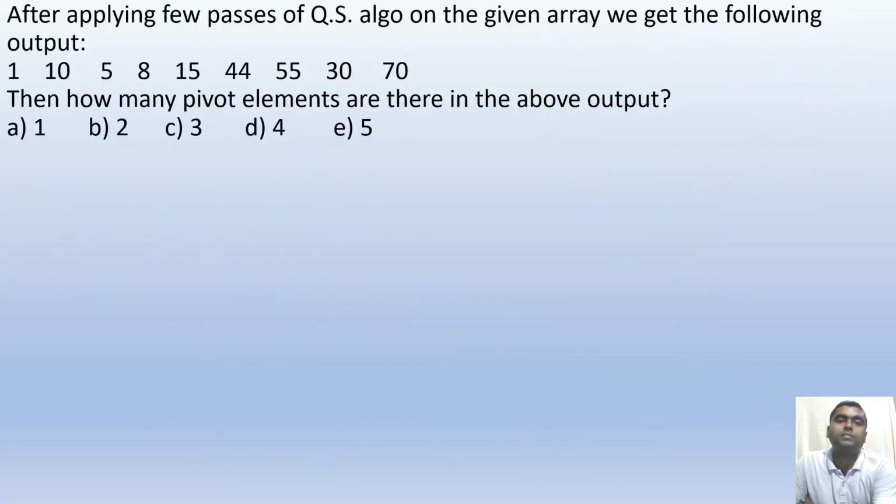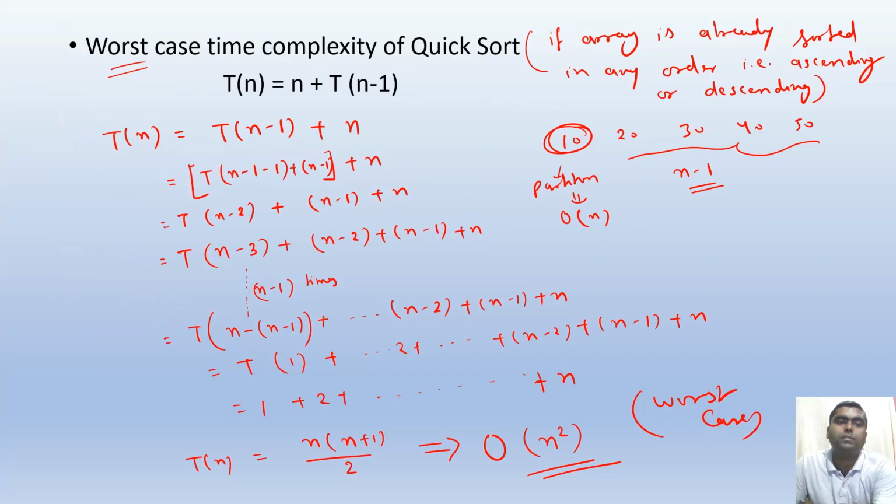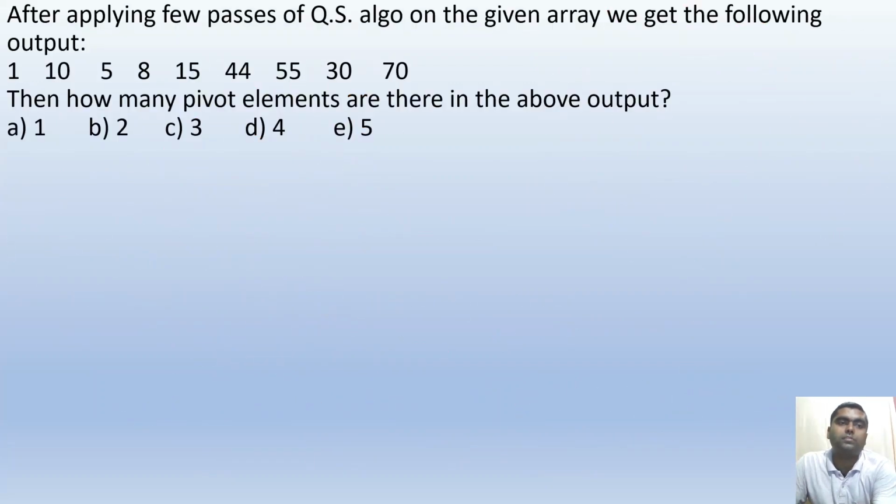I hope this is clear to you, and this is about the quicksort algorithm. Now let us solve some problems. The first question is: after applying a few passes of the quicksort algorithm on the given array, we get the following output. So we did a few passes, a few steps of quicksort, and after that we got this output sequence. Then how many pivot elements are there in the output?